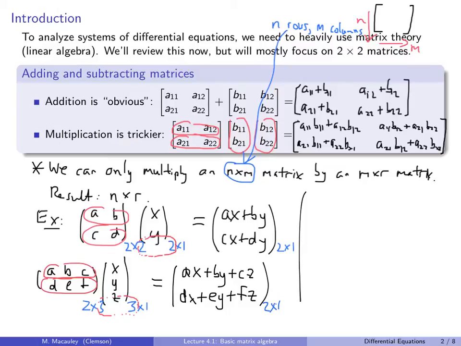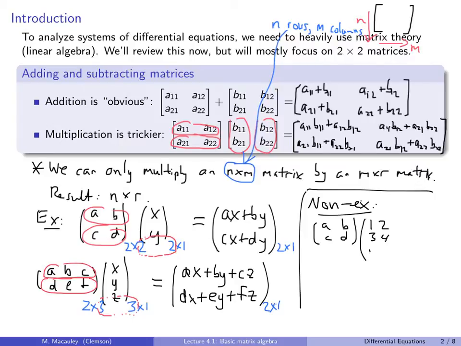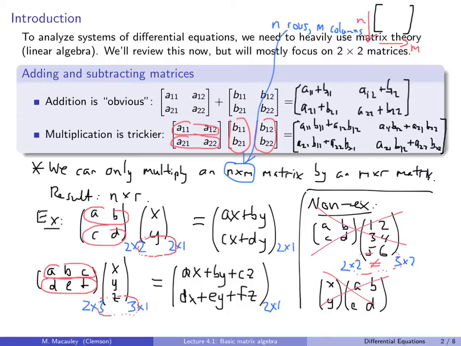So these are examples. It also helps to see a few non-examples, meaning that they do not work. So we cannot multiply A, B, C, D times 1, 2, 3, 4, 5, 6, because this is 2 by 2, this is 3 by 2, and these things are not equal, so that does not work. Another example of something that does not work is if we try to do x, y times a, b, c, d. That does not work either. So we can multiply these two in this order, but not in the other order.